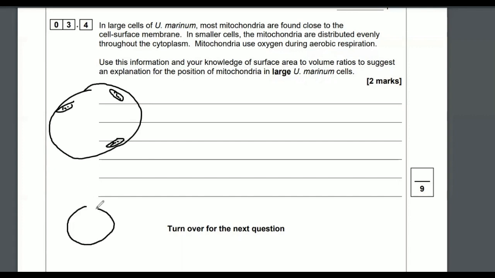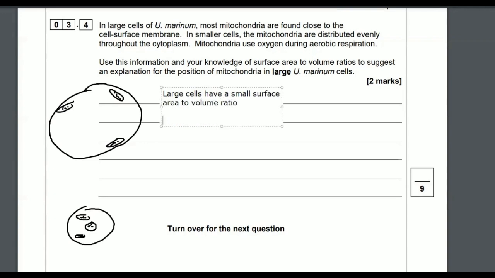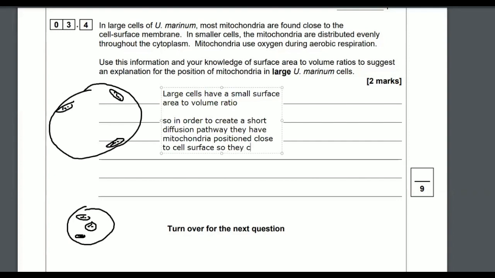So this is slightly more difficult application question. You've got to remember what is the difference between small and big cells when you come to your exchange and transport topic? What's the difference between bigger and smaller organisms? Well, we know that large organisms, or in this case, large cells, have a smaller surface area to volume ratio. Bang, 1 mark. Therefore, they position their mitochondria close to the cell membrane. Why? How's this going to be an advantage? It means there's a shorter diffusion pathway for oxygen to get into the mitochondria, because they're going to have a less efficient transfer of oxygen into them.